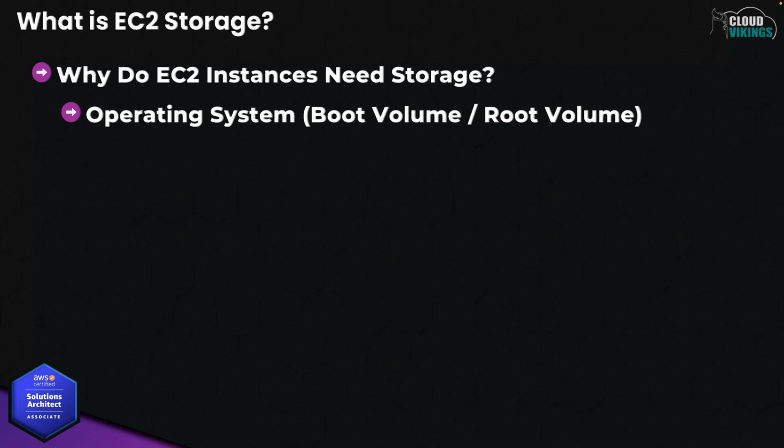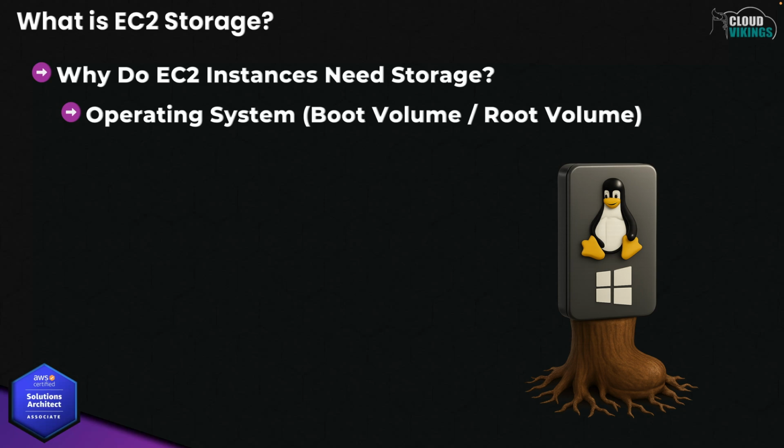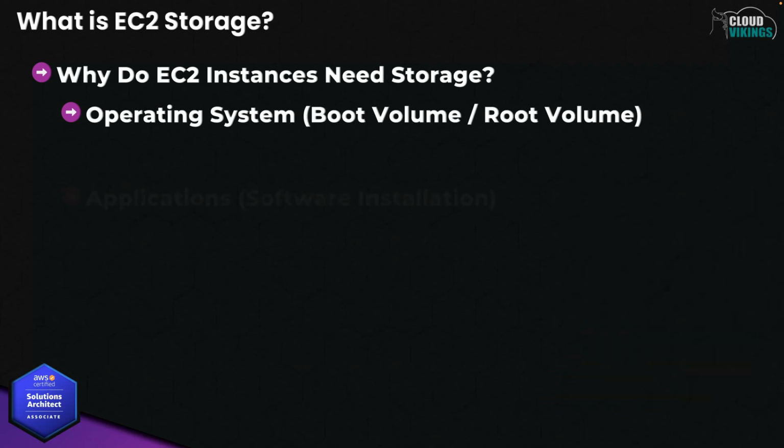Every instance needs a place for its operating system, whether that's Windows, Amazon Linux, Ubuntu, and so forth, essentially to boot up and run. This initial boot disk is often called the root volume, and it contains all the essential OS files. You can think of this as the C drive on Windows or the root file system on Linux.